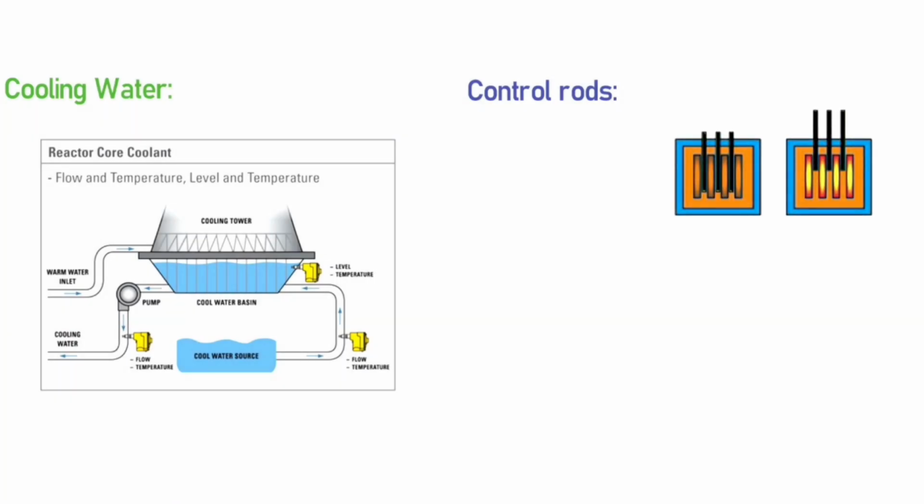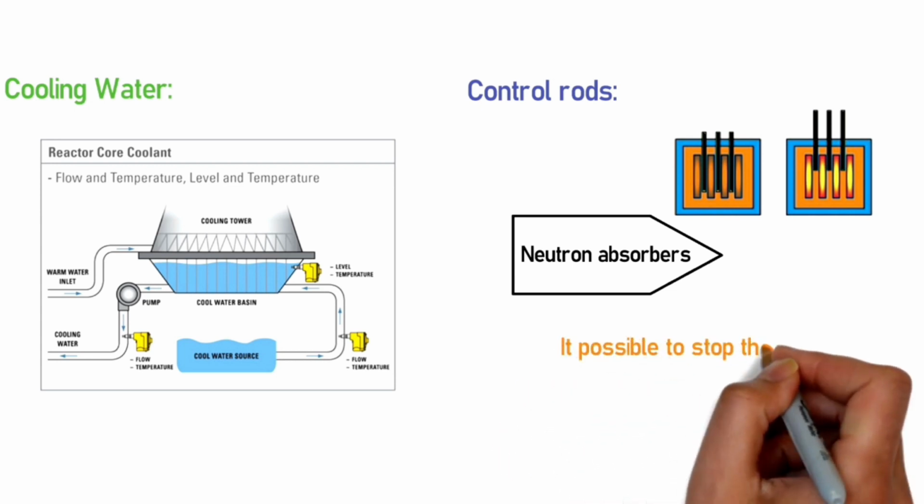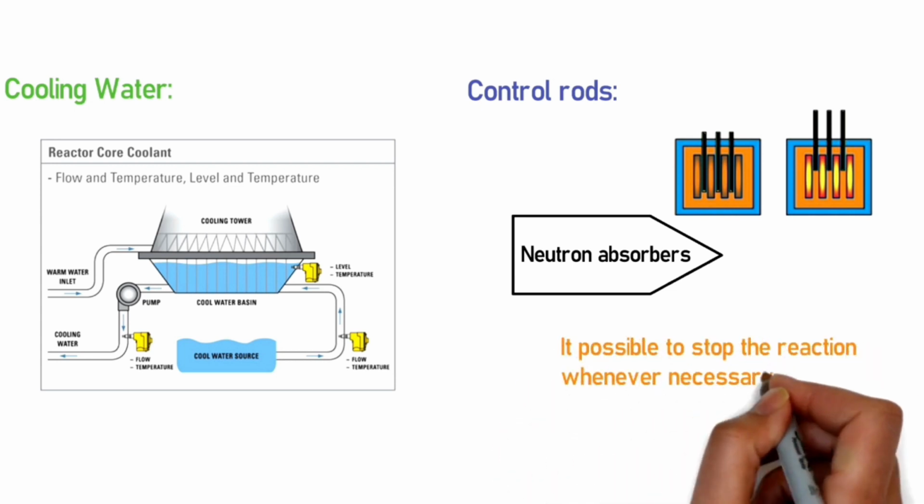Control rods. The controlling elements in the reactor. They act as neutron absorbers. These rods are made of indium, cadmium, or boron carbide and make it possible to constantly control the neutron population while keeping the reactor stable. They also make it possible to stop the reaction whenever necessary.